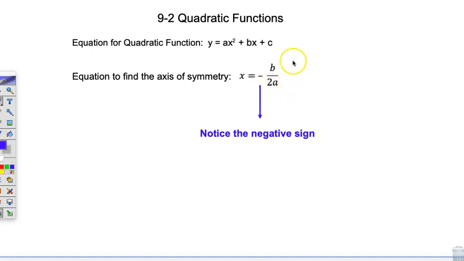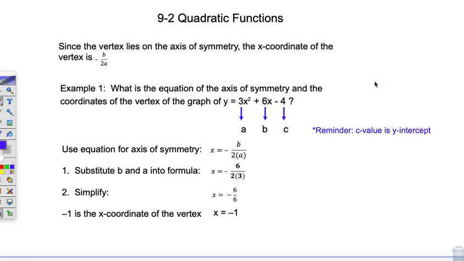So all you'll need to do is to select your a value and your b value and put it into this formula and substitute it and then simplify. Now, one thing I've pointed out here is that I really want you to notice that this negative sign is part of that formula. So let's take a look at an example.